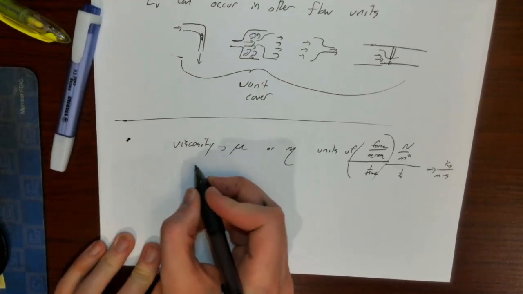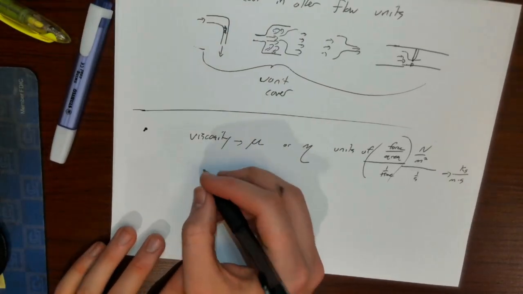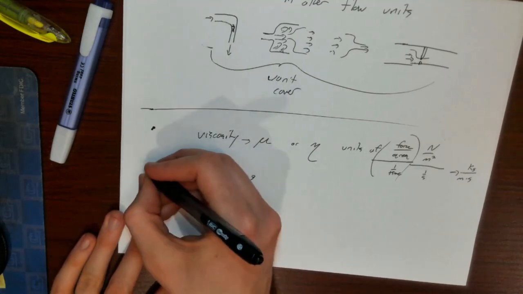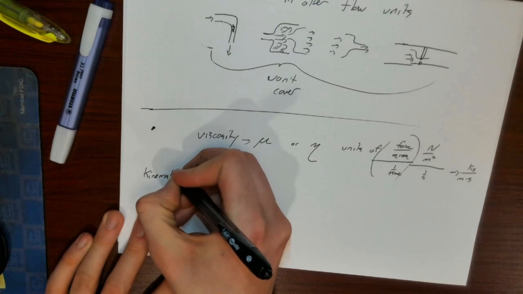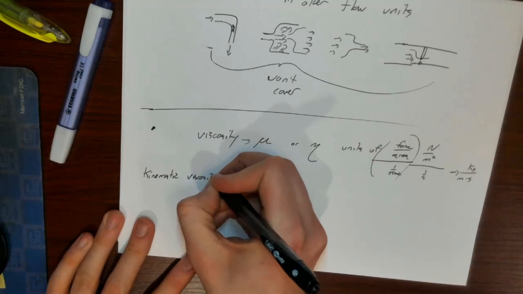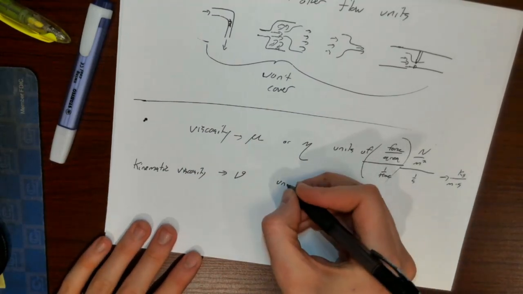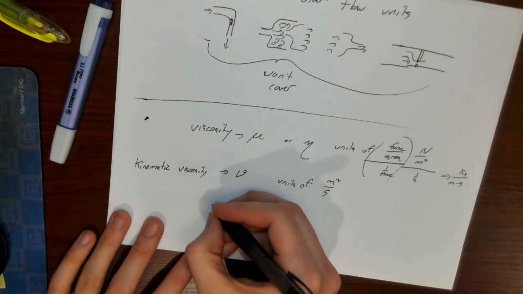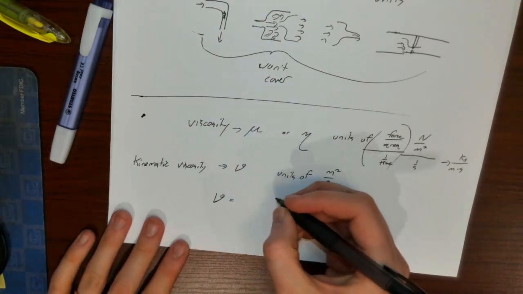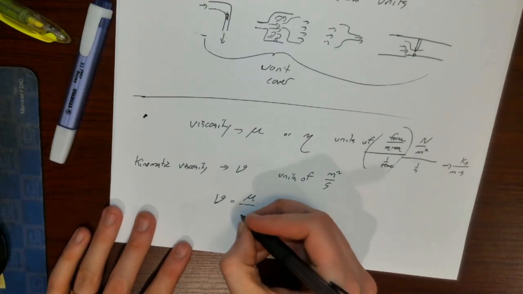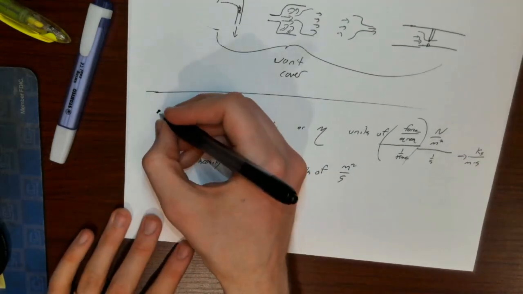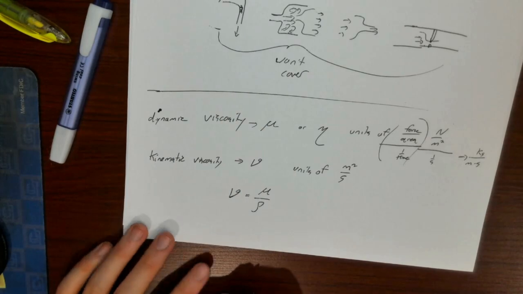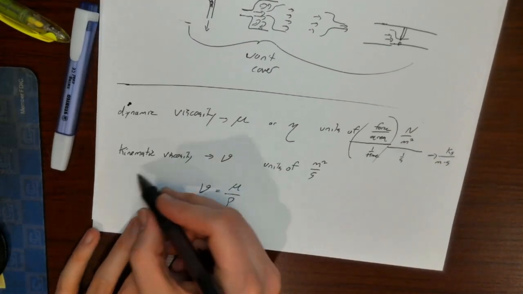You might encounter a different variable for viscosity, which is the Greek letter nu, and this is what's called the kinematic viscosity. The kinematic viscosity has units of meters squared per second, and the relationship between these two viscosities is that kinematic viscosity is equal to what we've just called viscosity divided by density. Sometimes people call what we've just called viscosity the dynamic viscosity. So what's the deal with this kinematic viscosity?